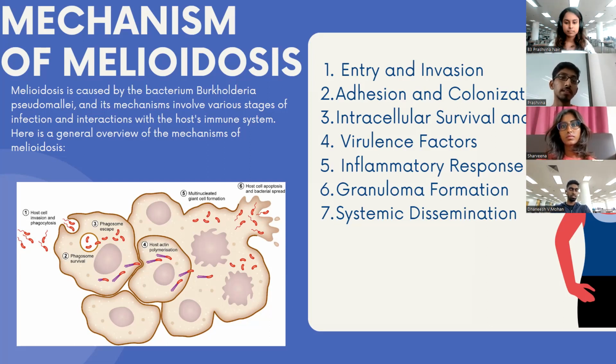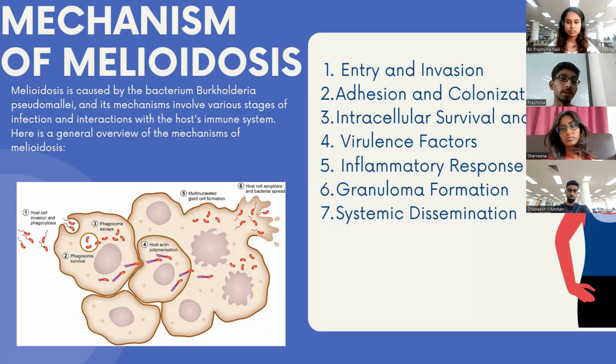The fifth one is the inflammatory response. So the interaction between Burkholderia pseudomallei and the host immune system triggers an inflammatory response. The immune system releases cytokines and chemokines to recruit immune cells to the site of infection, leading to the formation of granulomas. So the sixth one is granuloma formation. Granulomas, which are aggregates of immune cells, form a protective mechanism against Burkholderia pseudomallei. These structures attempt to contain the infection and limit the spread of bacteria. However, the bacteria can persist within the granulomas and cause chronic infections.